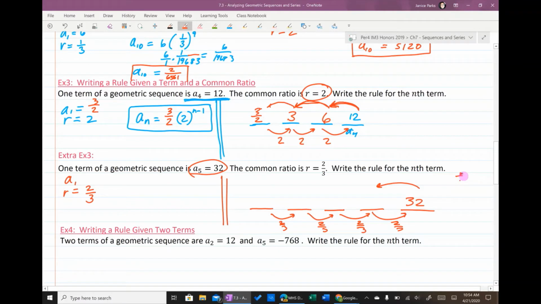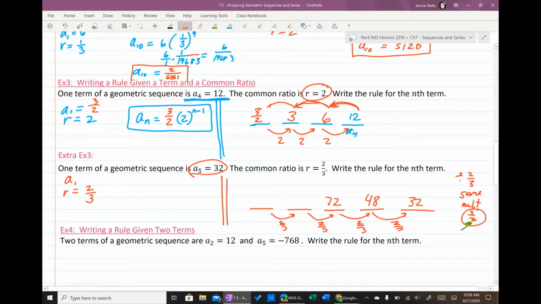Dividing by 2/3 is the same as multiplying by 3/2. You just flip that over. So I'm going to multiply 32 by 3/2. Multiplying by 3/2 means you multiply by 3 and divide by 2. So 32 divided by 2 times 3 is 48. And then 48 divided by 2 times 3, that's 72.